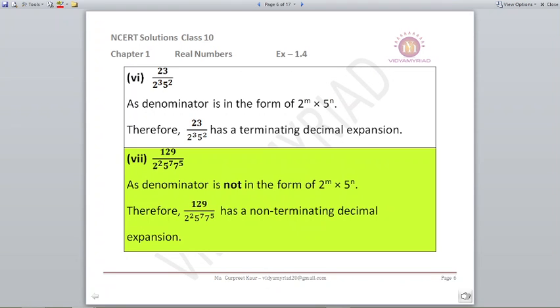23 upon 2 raised to power 3 and 5 raised to power 2. It is already in the form of 2 and 5 factors. So we can directly write down that it has a terminating decimal expansion. Next part, 129 upon 2 raised to power 2, 5 raised to power 7 and 7 raised to power 5. Now here in the denominator we have 2, we have 5, but there is one more 7 in it, which is not acceptable. So we will say that it is a non-terminating decimal expansion. So that means for terminating, only 2 and 5 should be there.